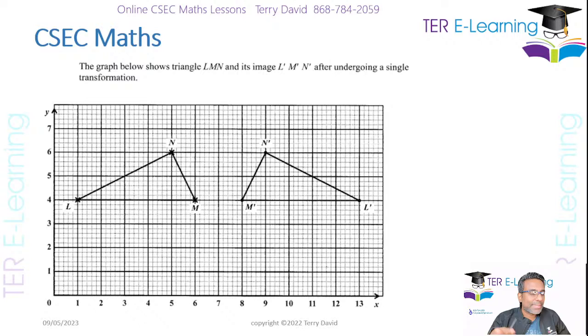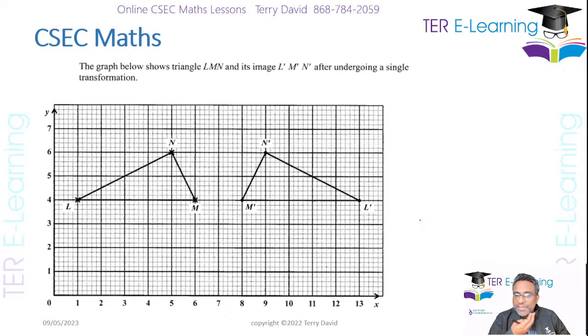What CSEC has been doing is that they have been incorporating all 4 transformations in one exam question, right? That's what they've been doing in the past few years. So in this particular case, if you look at the diagram, you can say, well, it's not a translation, because the orientation of the triangle seems to be different. It is not an enlargement because the size of the 2 triangles, they're the same. So there's no enlargement taking place here.